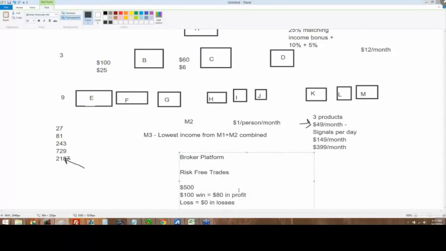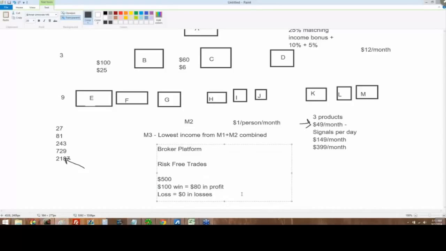Okay, I don't understand how anybody could not see that. That is amazing, because once you start doing that, now remember, you don't do this forever. You do this in the beginning. We do this in the beginning. Obviously, a brokerage platform is not going to work with us if we say, listen, we want to just make sure that you never make any money with our members. That's not what they want. So they're going to give a certain number of risk-free trades.